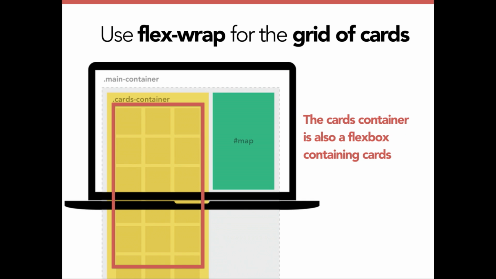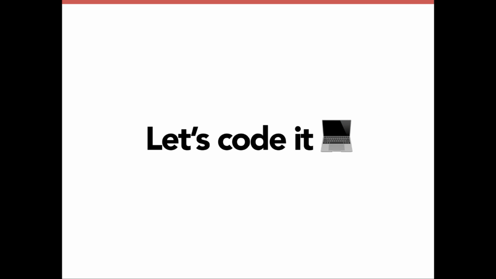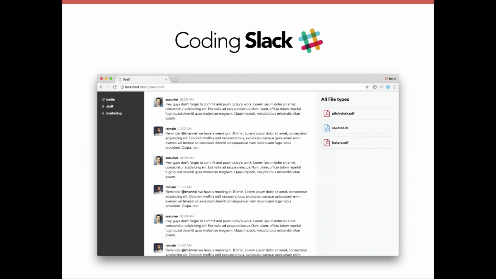So position sticky, and for the grid of cards here, we use flex wrap. That's what we've done. So that's it. Now, let's try to do another example of a column layout.